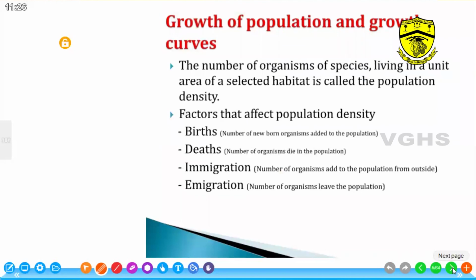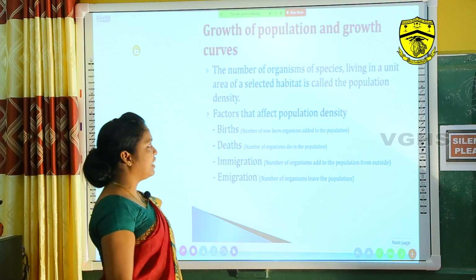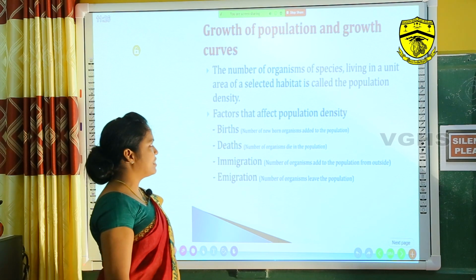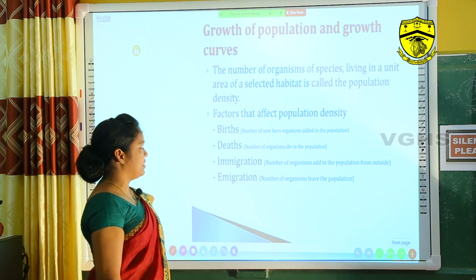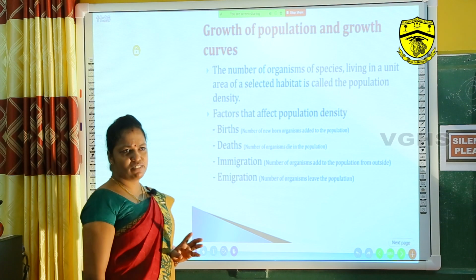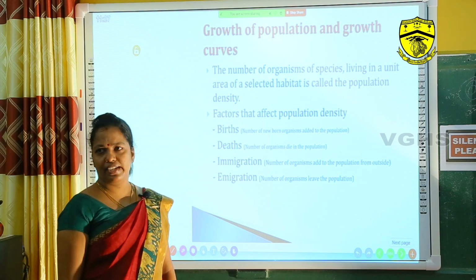And next one, growth of populations and growth curves. We already know that the number of organisms of a species living in a unit area of a settled habitat is called the population density. This is affected by four factors: birth, death, immigration and emigration.